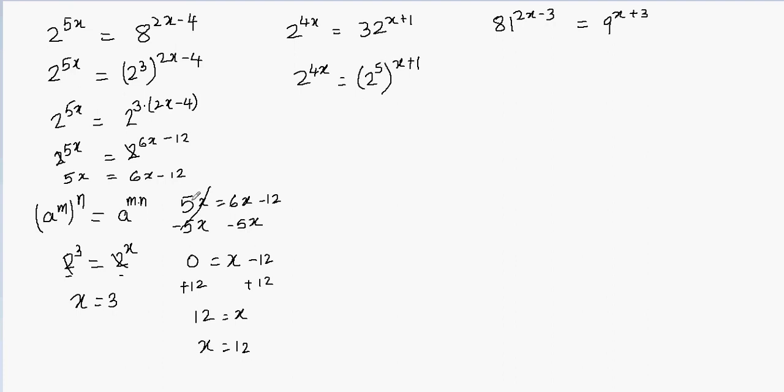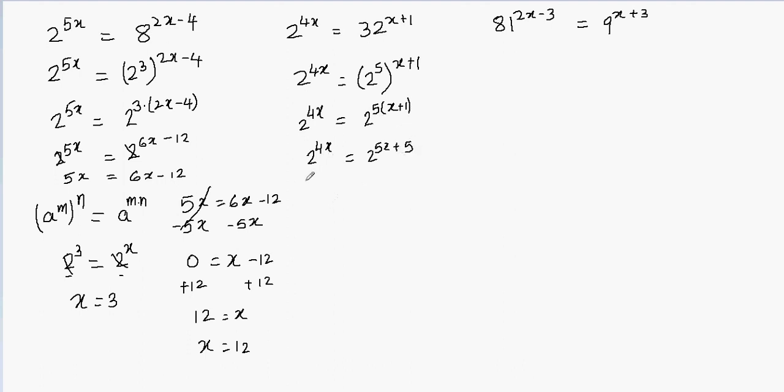Again, we do the same thing. We will use the property a to the power m, the whole raised to the power n, is equal to a to the power m times n. So we multiply the exponents: 2 to the power 4x is equal to 2 raised to the power 5 times x plus 1. We distribute 5 inside the parentheses: 5 times x is 5x, and 5 times 1 is 5.